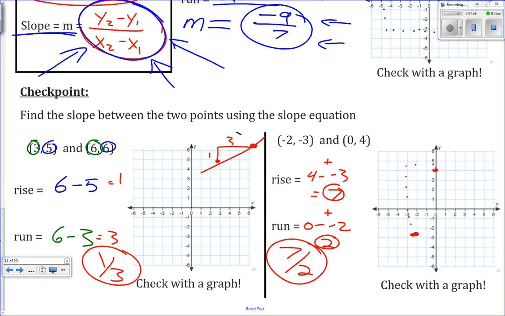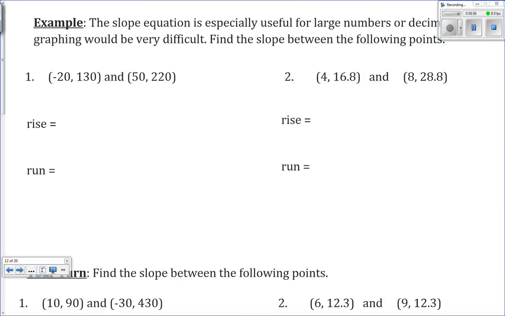The whole purpose of the pre-algebra class is to get you guys ready for Algebra 1 so you can all get A's in Algebra 1. This is where that starts. Okay, so let's turn the page.